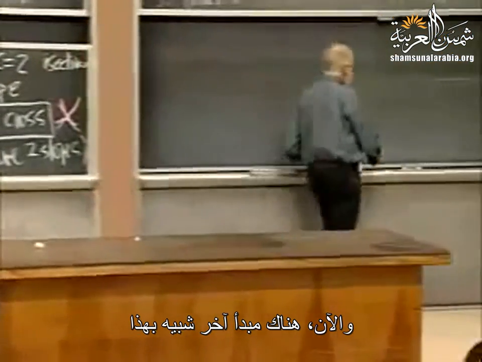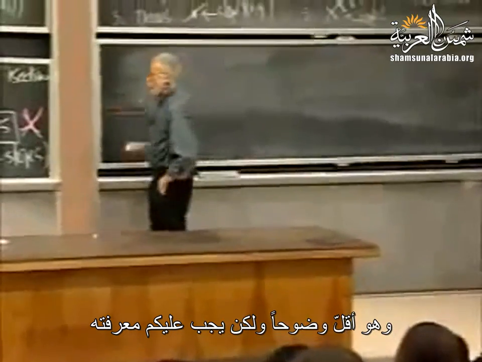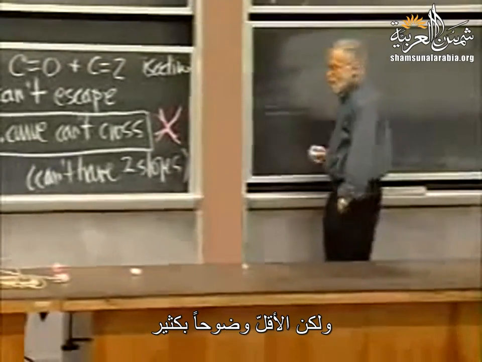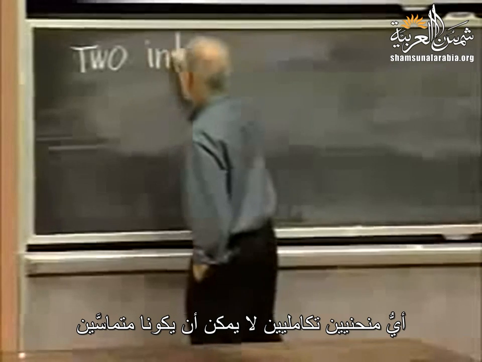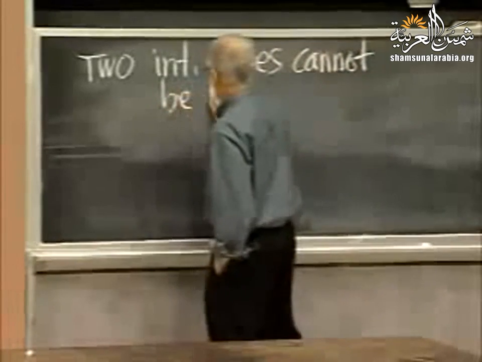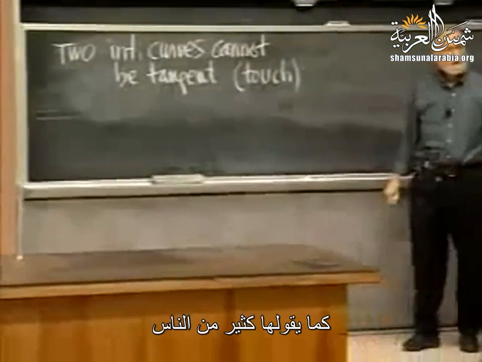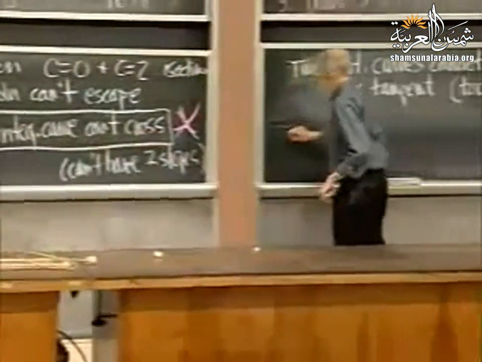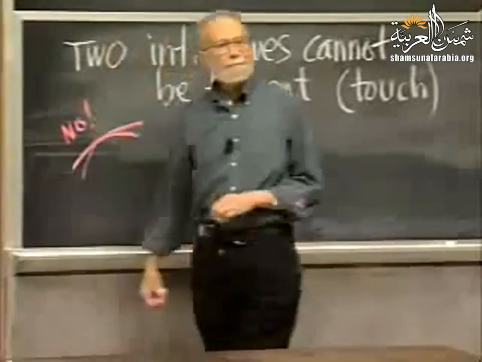Now, there's one more principle like that, which is less obvious, but you do have to know it. And so they're not allowed to cross, that's clear. But it's much less obvious that two integral curves cannot touch. That is, they cannot even be tangent. Two integral curves cannot be tangent. I'll indicate that by the word touch, which is what a lot of people say. In other words, if this is illegal, so is this. Can't have it.